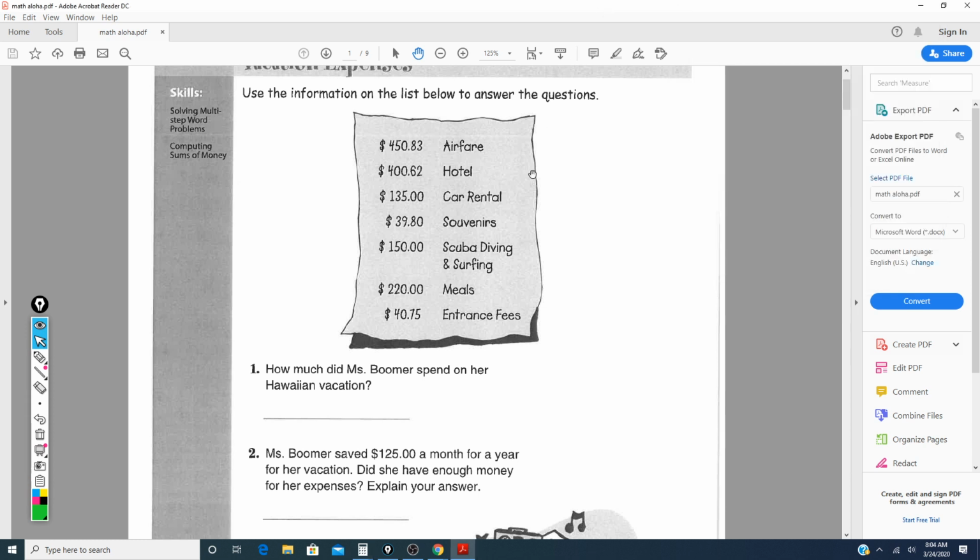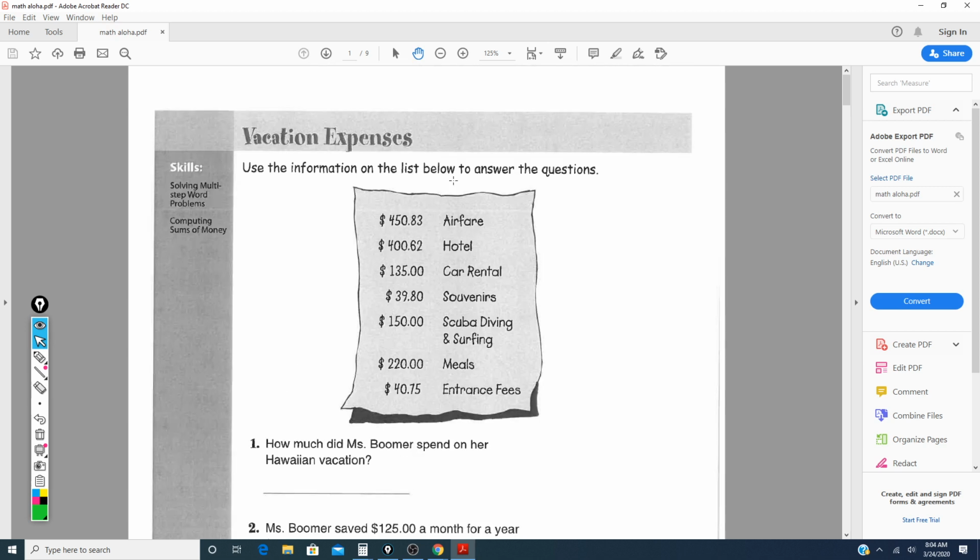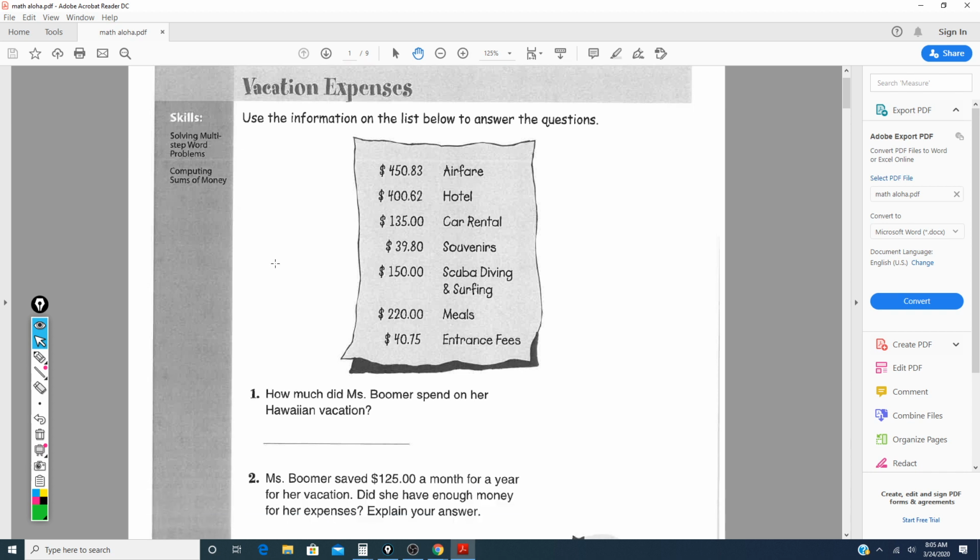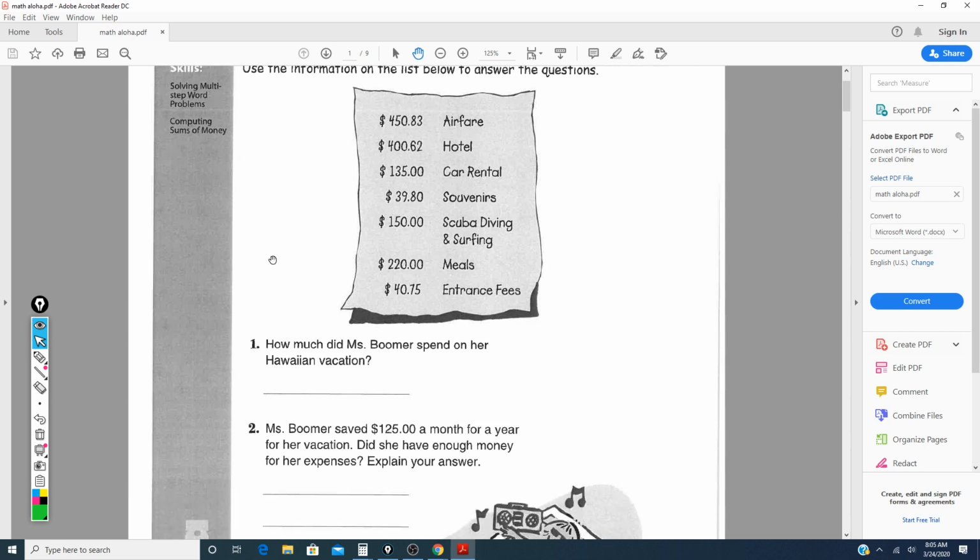So let's go right to the front page. We see this thing called vacation expenses. Use the information on the list below to answer the questions. And we're just talking about word problems. Everybody's favorite word problems.